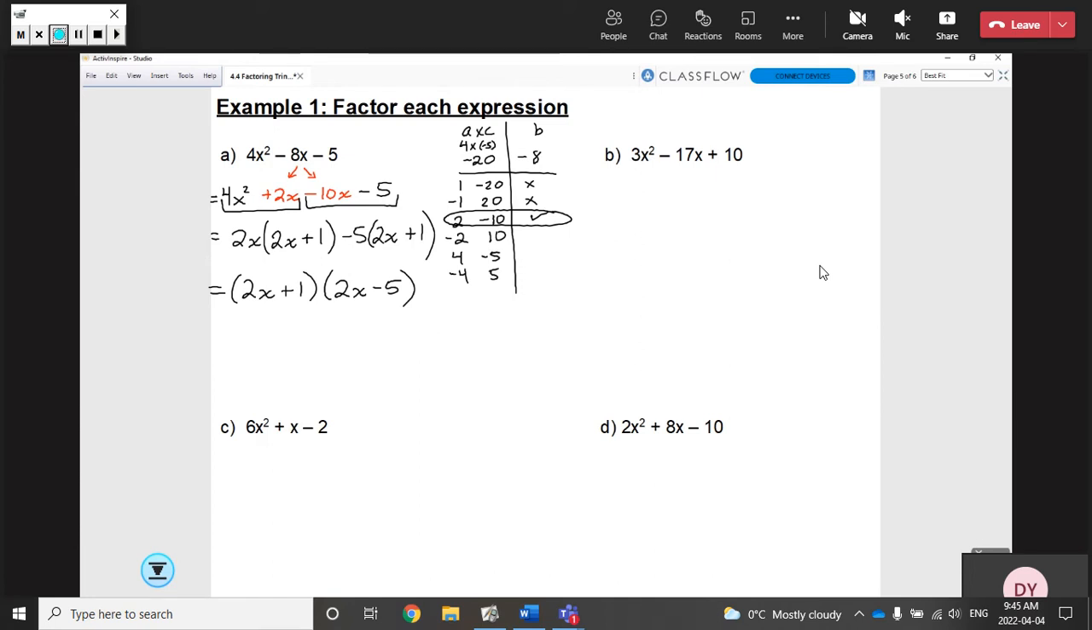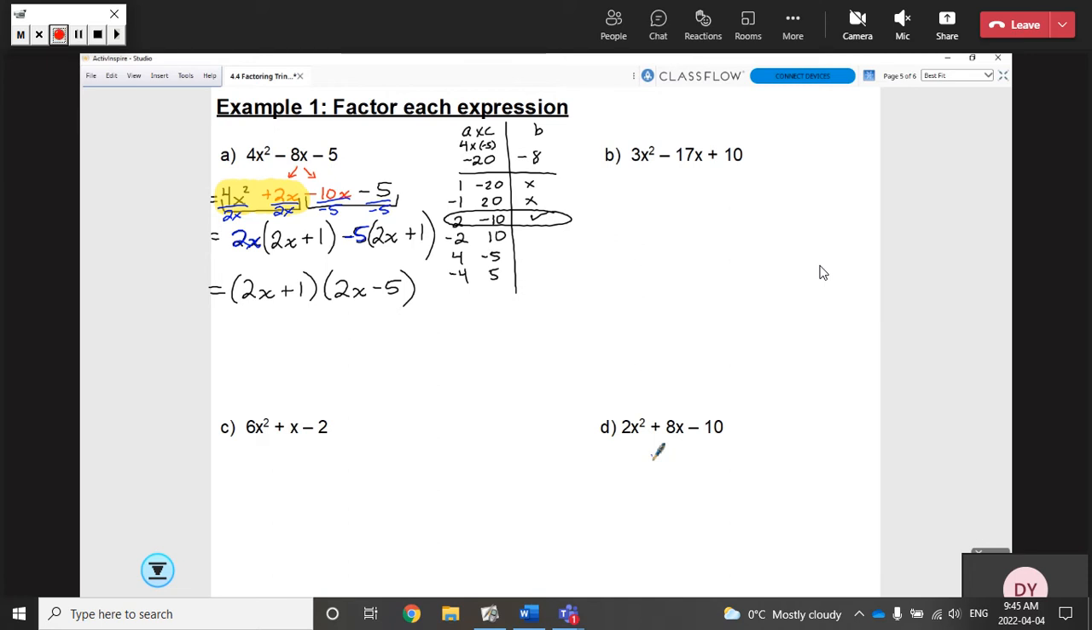Great question. Well, when we look at the first two terms here, our greatest common factor between 4x squared and 2x is 2x. So we divide this by 2x, divide this by 2x, keep the 2x out front of the brackets, and our result from dividing would be 2x plus 1. Okay? And that's the same thing here. Our greatest common factor was -5. So when we divide each term by -5, keep the -5 out front, we're left with 2x plus 1. That was a great question.